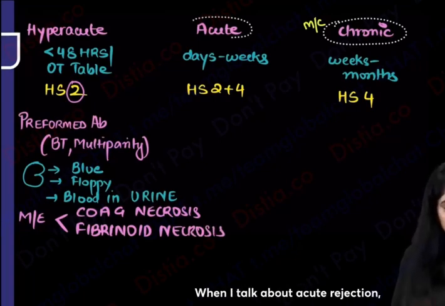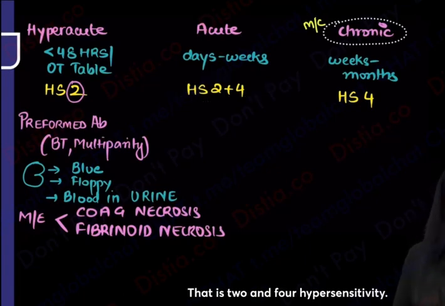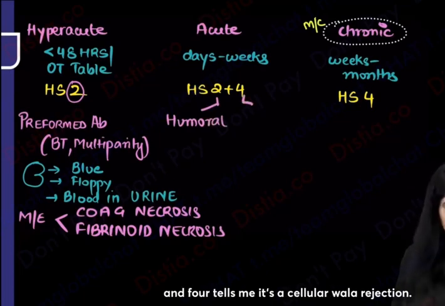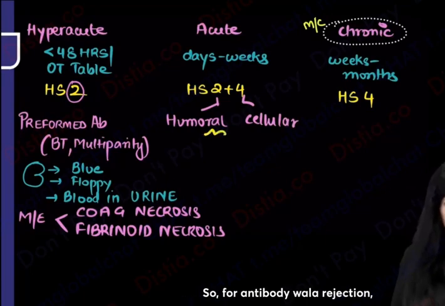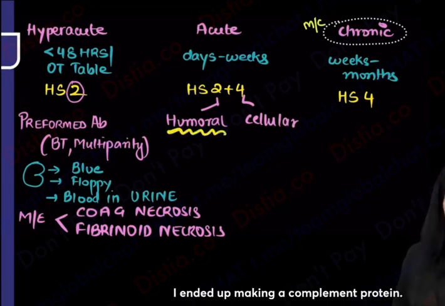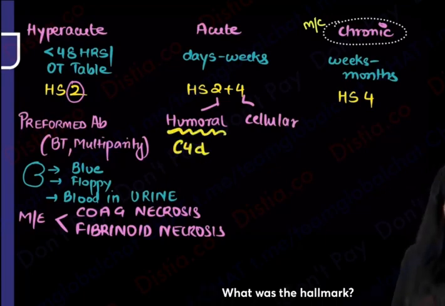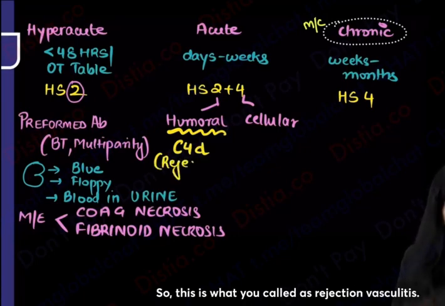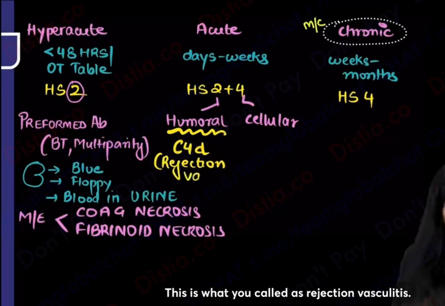When I talk about acute rejection, and acute rejection is two types, that is type 2 and type 4 hypersensitivity. The type 2 hypersensitivity basically means it's a humoral antibody-mediated rejection, and type 4 tells me it's a cellular rejection. So for antibody-mediated rejection, I ended up making a complement protein. What was the hallmark? The hallmark was C4D around the blood vessel. So this is what you call rejection vasculitis.